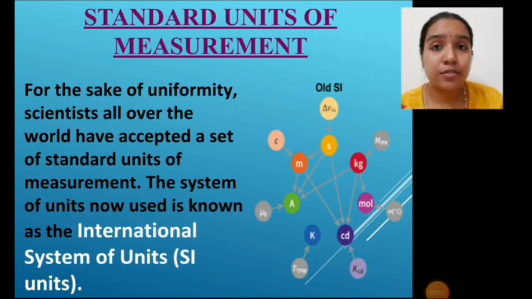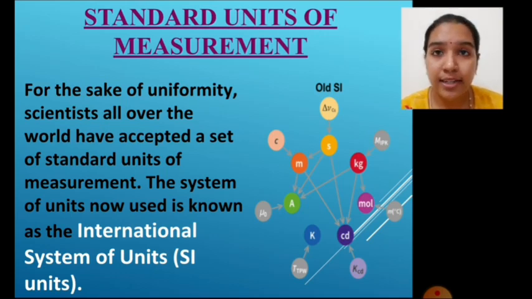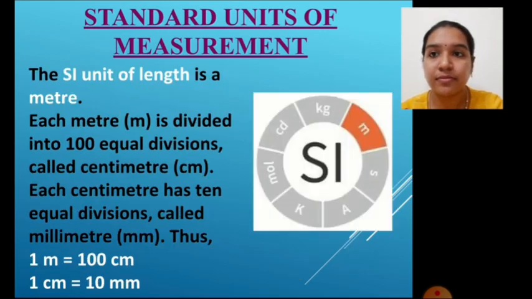Later, the discovery of measurement underwent several changes, several proposals, and then one standard unit known as the International System of Units, that is the SI units, is accepted worldwide now. As our chapter is about measurement of distance, that means length, the SI unit of length is meter, and 1 meter is equal to 100 centimeters, and 1 centimeter is equal to 10 millimeters.